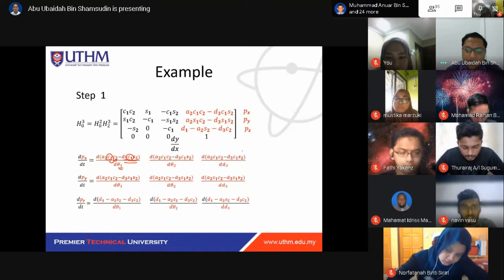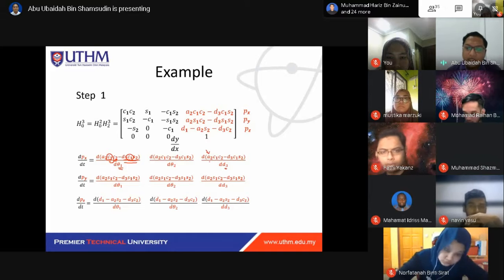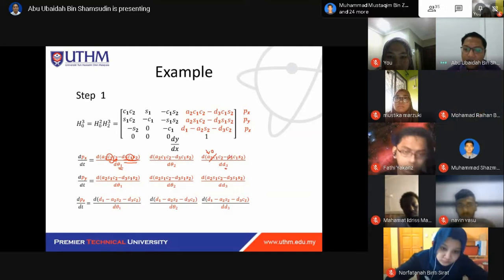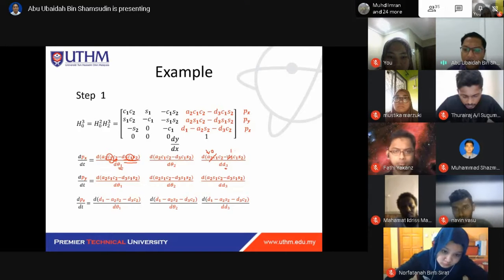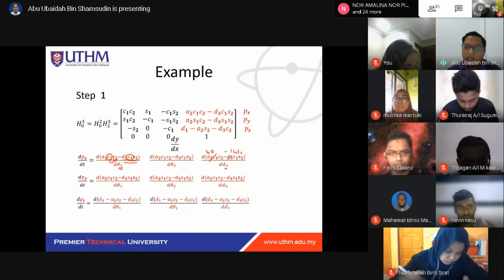Another example, I want to differentiate this one here with d3. Do we have d3 here? No. So this will become 0. This one I have d3, so d3 differentiated with d3 will become 1. So this one will become negative C1 S2. So this is the answer.